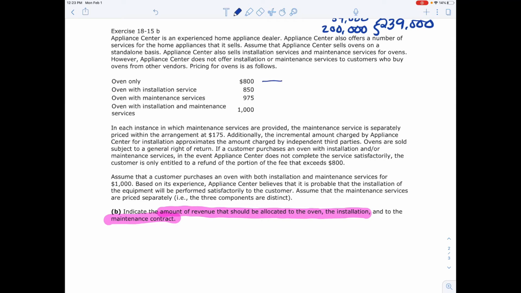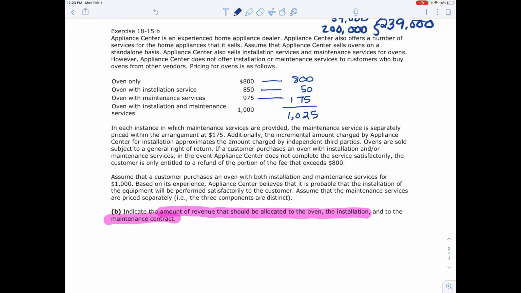If they only buy the oven, it's $800. If they buy the oven with the installation, that's going to cost an extra $50. So we're going to assign $50 to the installation. If they buy the oven with the maintenance services, that's $975. So that's going to be another $175 over the oven cost. And so that's what we're going to use for the maintenance cost. So the total of this, if I add these up, it's 1025.